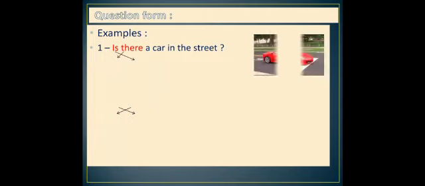Here we're going to study the question form. Examples. Question number 1. Is there a car in the street? Yes, there is. You are going to switch the two words around. You're going to switch is there into there is. And of course, don't forget to write the full stop.